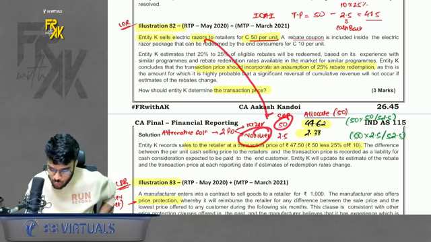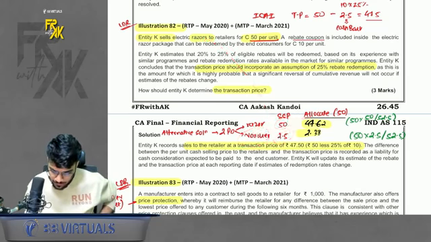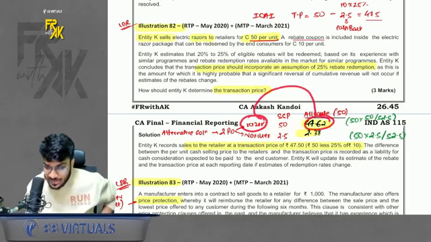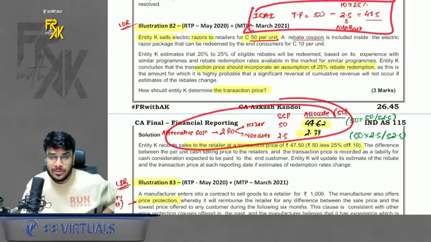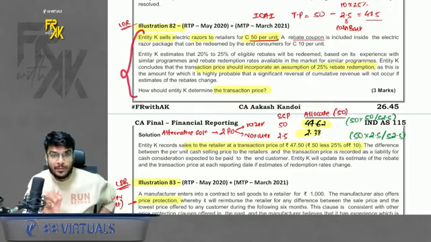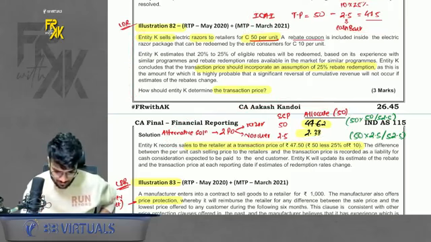The value of voucher is 2.5. So if you allocate, then for razor you get this much, 47.62, and for voucher you get this much. Okay, so you can do this also, but I feel ICAI has done it like this. You should do an exam like this only. You will understand this only when you read the question, only when you know the concept.